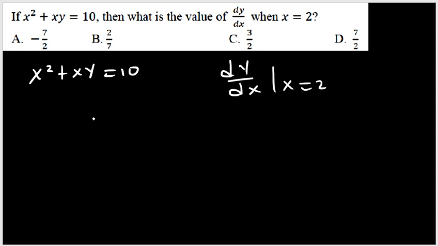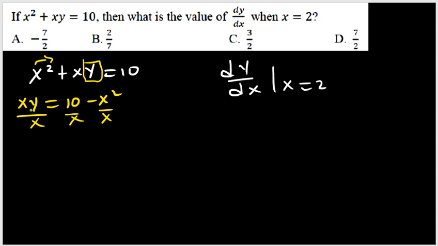Next one: x squared plus xy equals 10, and then we need to find dy by dx at x equal to 2. First we have to find the derivative of y with respect to x. So for that matter, let's try to make y alone. Shift x squared to the other side, so xy is equal to 10 minus x squared, then divide by x, then y is equal to 10 over x minus x.